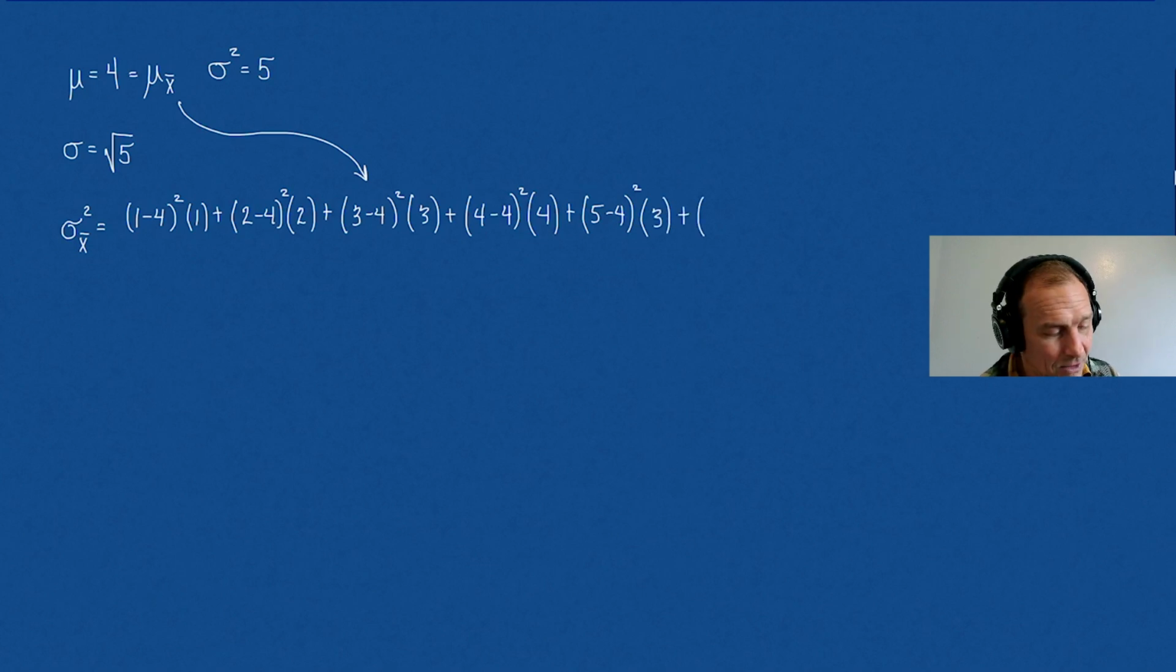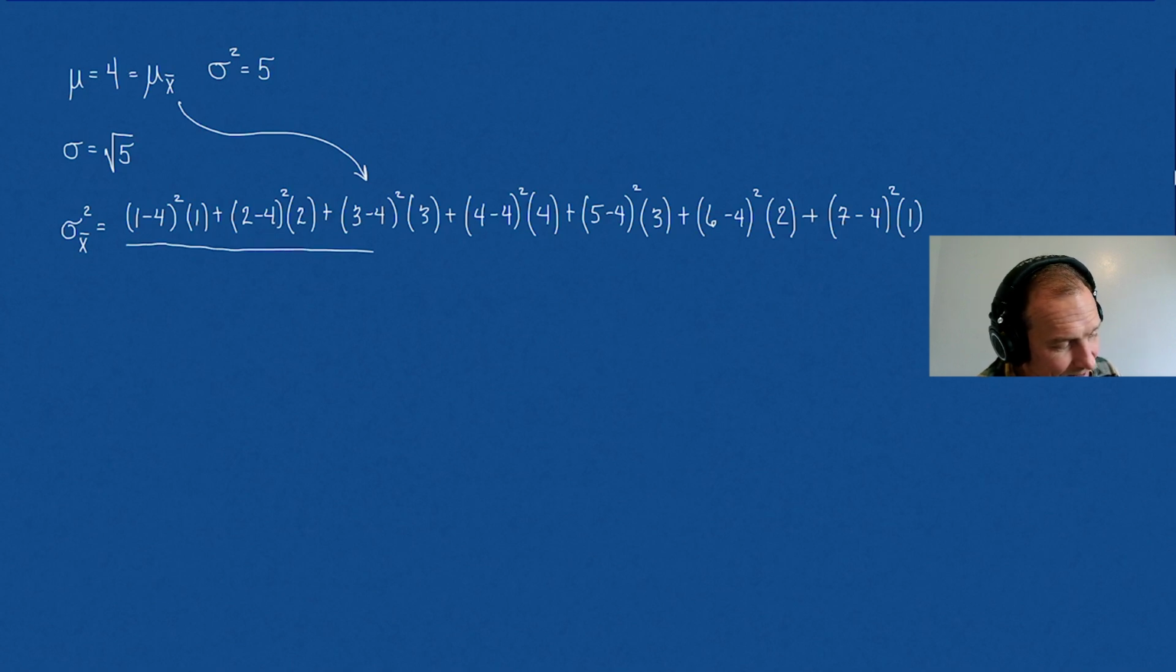Our next data values were the 6's. We subtract 4, square it, multiply it by its frequency of 2, plus. Our last sample mean was 7. Subtract the mean of 4, square it, and its frequency was 1. Take all of that, and we have to divide this by 16.